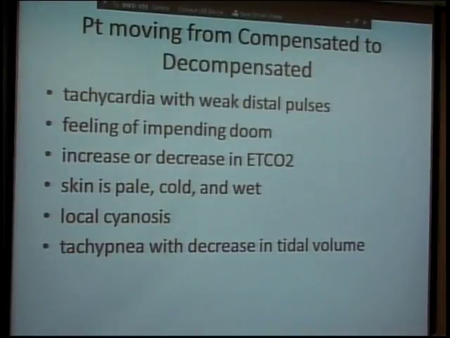Patient moving from compensated to decompensated. Tachycardia with weak distal pulses, feeling of impending doom, increase or decrease in EtCO2. Skin is pale, cold, and wet. Local cyanosis. Tachypnea with decreased tidal volume.